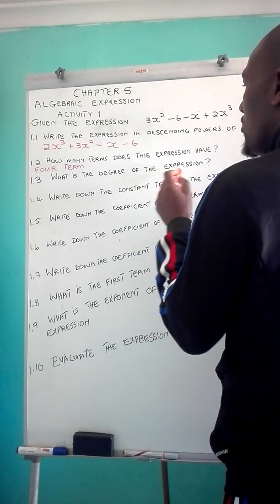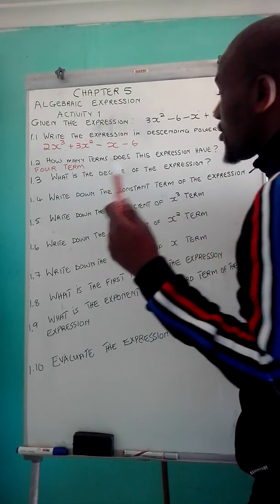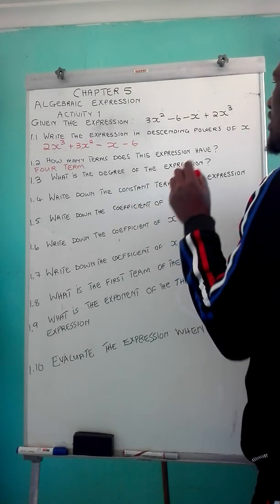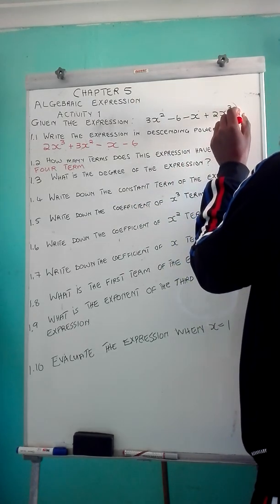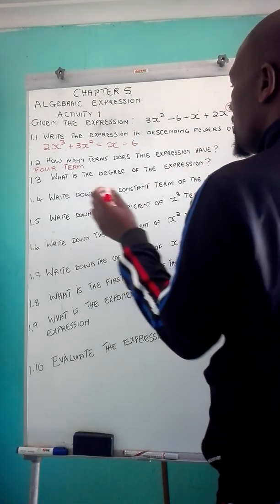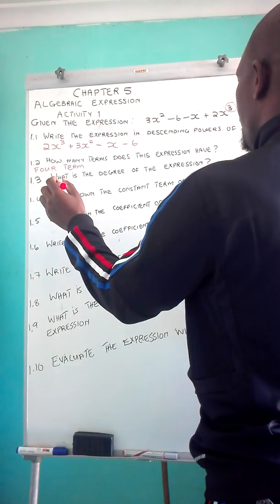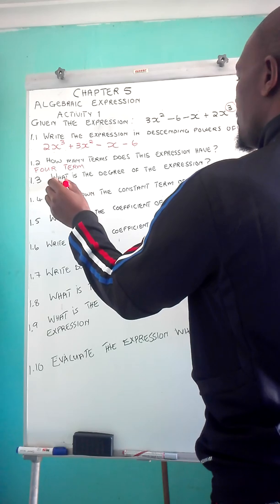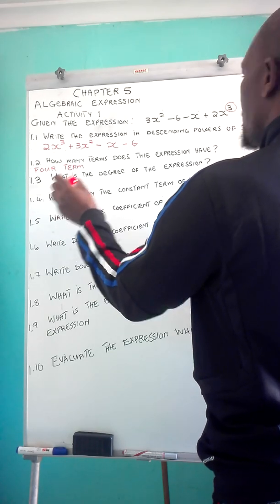What is the degree of the expression? When they want the degree of the expression, you look at the highest exponent. The highest exponent is what? It's this one, 3. That is the degree. Then you write 3.